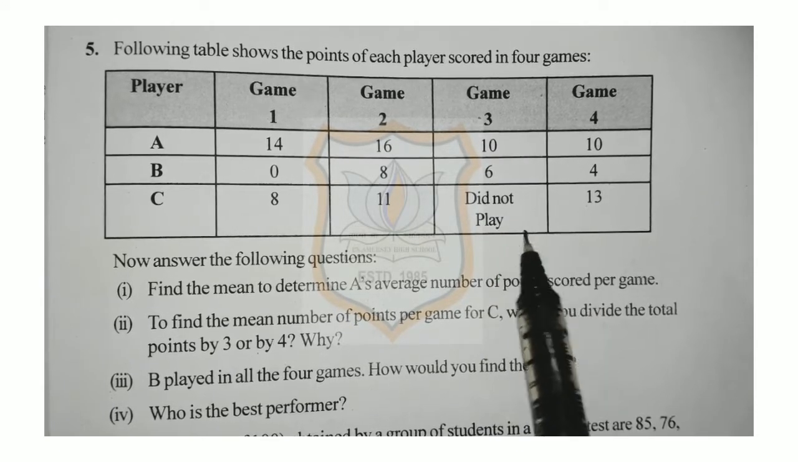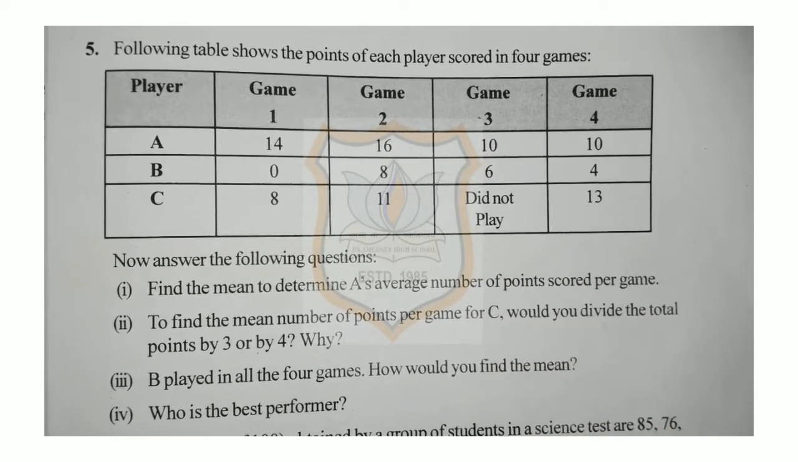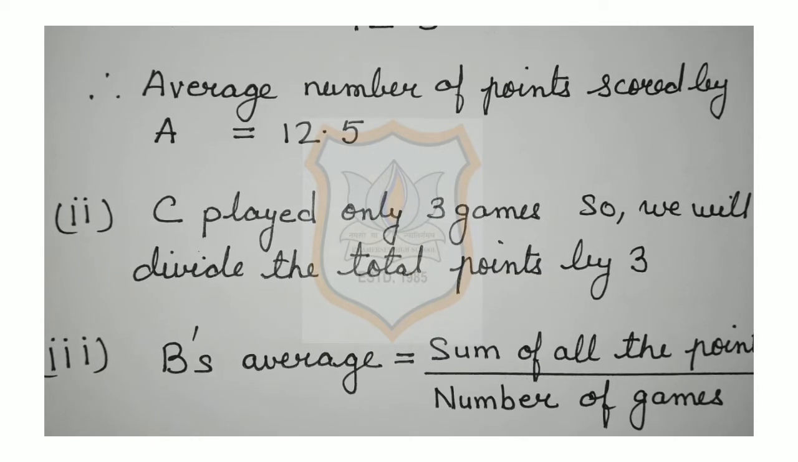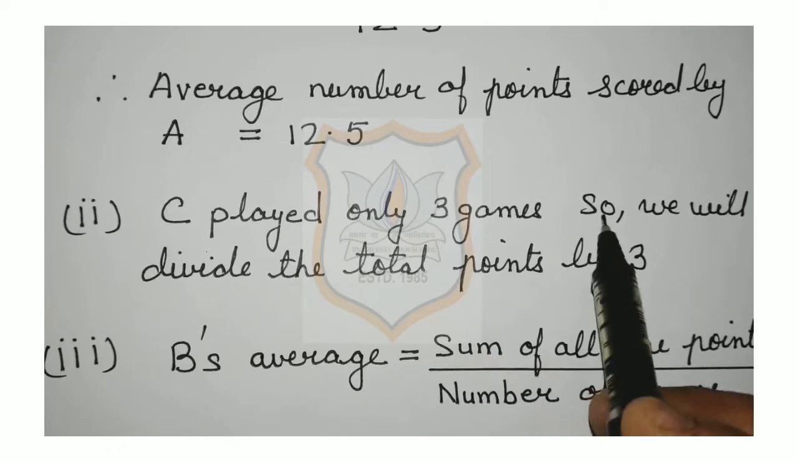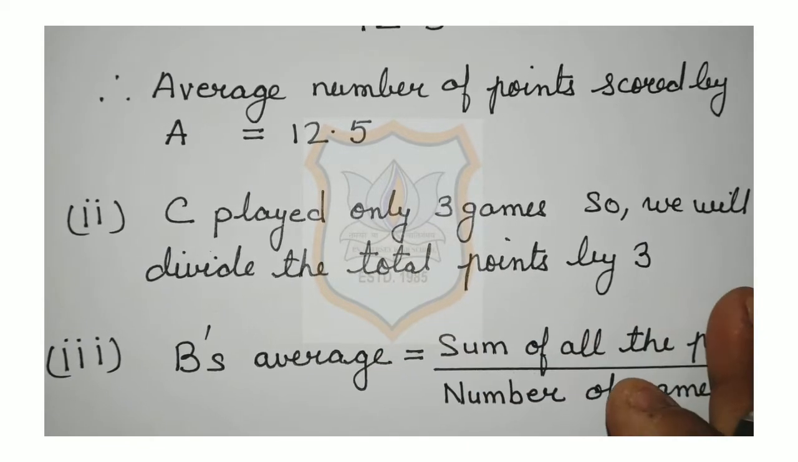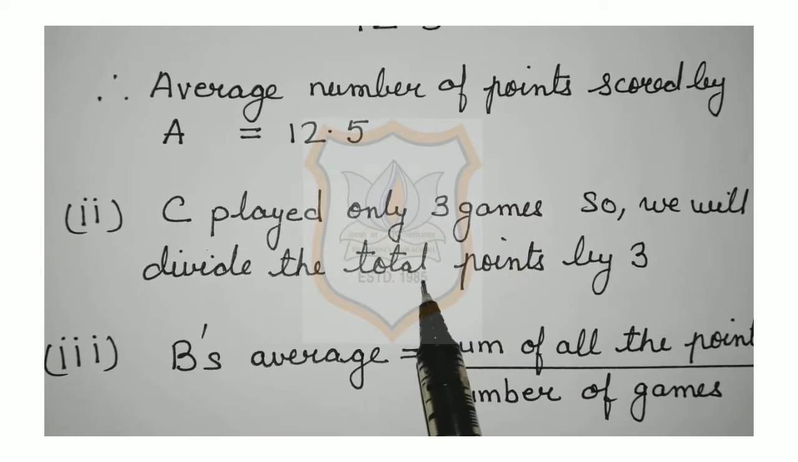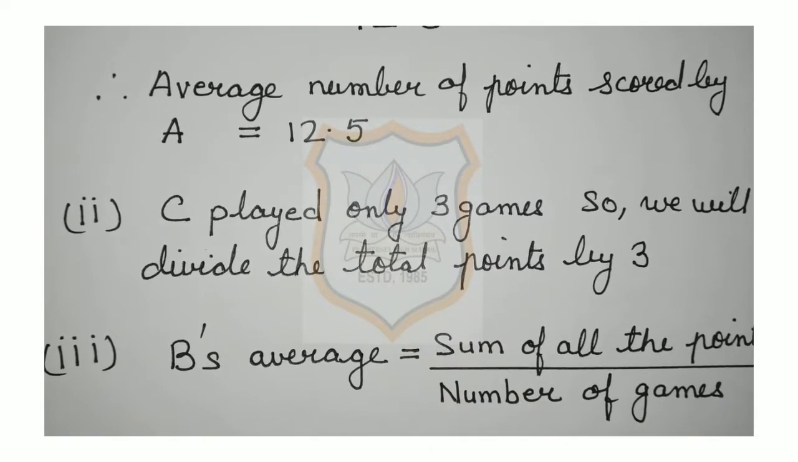If you divide it by 3, then why? If you divide it by 4, then why? That also you have to give the reason. So students, answer to the second part of question number 5 is, C player played only 3 games. So we will divide the total points by 3, not by 4, because he did not play the third game. So we will divide the total by 3, not by 4.